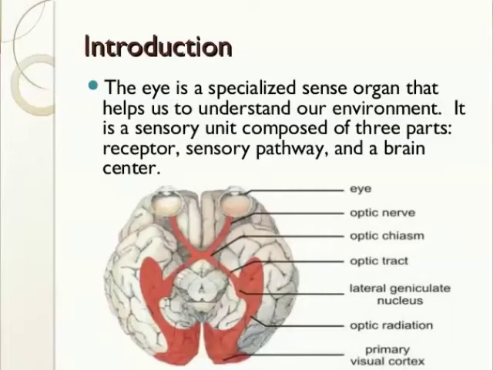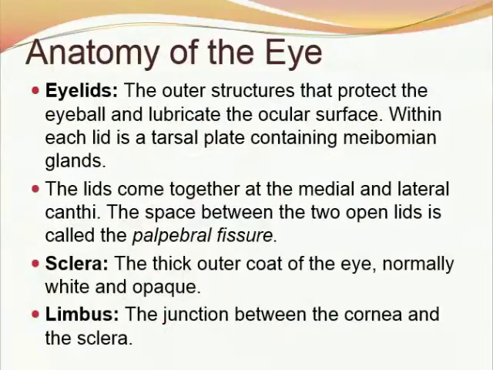The eye is a specialized sense organ that helps us to understand our environment. It is a sensory unit which is composed of three parts. These are receptors, sensory pathways, and a brain center. First of all, we will review the anatomy of the eye.